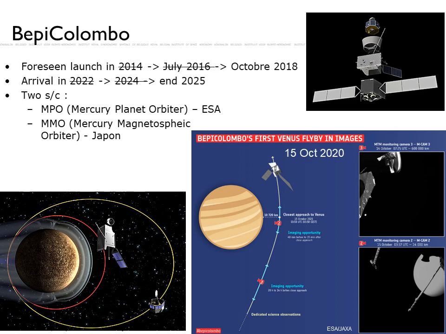BepiColombo needs 9 gravity assist flybys, 1 at Earth and 2 at Venus, 6 at Mercury before it will enter the final orbit around the planet in 2025. The first flyby of Venus occurred in October 2020, and here you can see on the right pictures of the encounter with the planet.